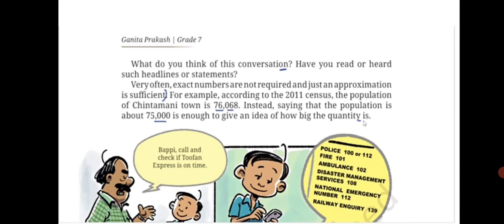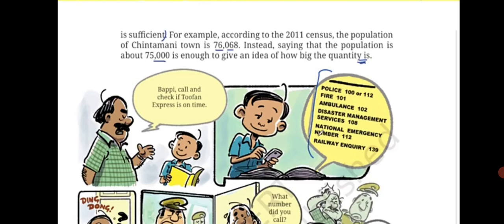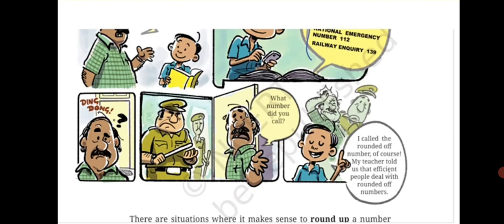Now again one conversation. Bappi calls to check if Tufan Express is on time. So Bappi calls the police, fire, ambulance, disaster management services, national emergency number, railway inquiry also. So what number did you call? Bappi says, I called the round-up number. Of course, my teacher told us that efficient people deal with rounded numbers.